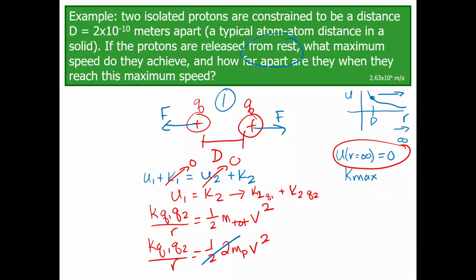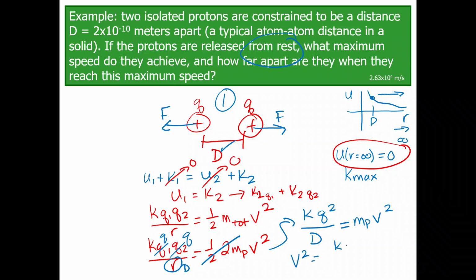with the 2. So this gives me that K, and these Q's are the same, right? So that's just Q and Q. So I can do K Q squared over R, and this R is actually D, right? Because that is our starting value of R. K Q squared over D is equal to mass of the proton times v squared. So v squared is going to be K Q squared over D times mass of a proton.